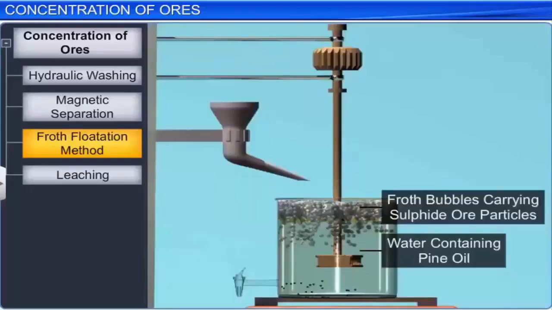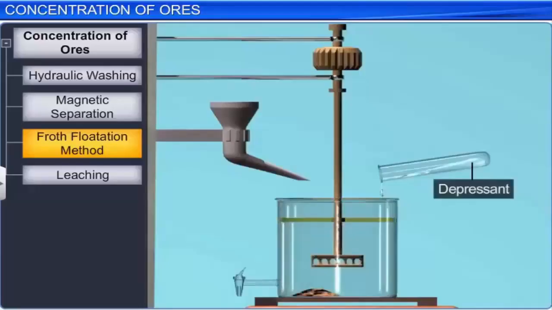The froth flotation technique is mostly used for sulfide ores, as they are easily wetted by oil. It is also possible to separate two sulfide ores by simply adjusting the proportion of oil to water. At times, a depressant is used to separate two sulfide ores. A depressant is a substance that selectively prevents one of the ores from entering the froth.